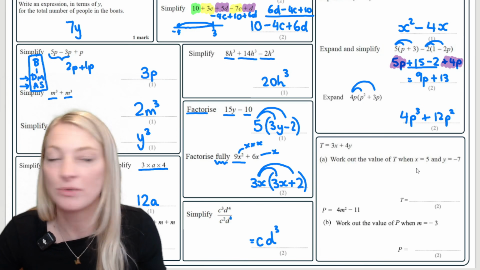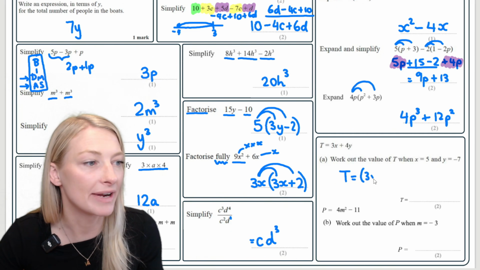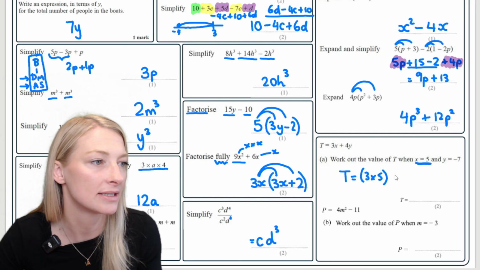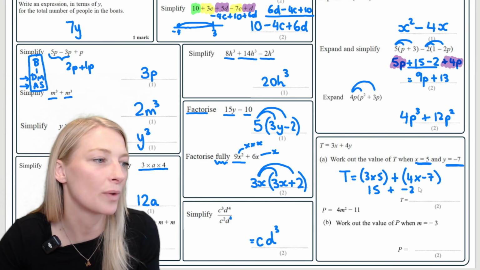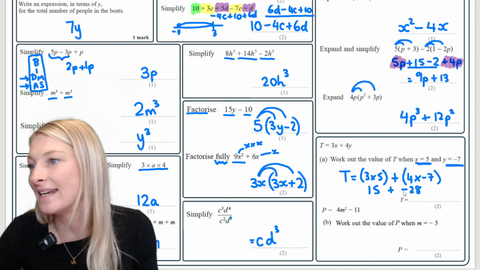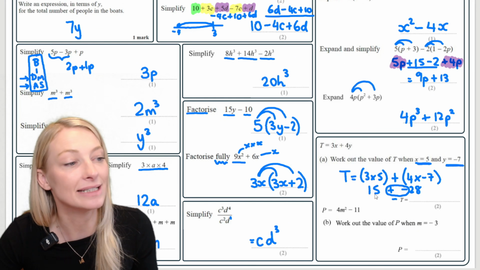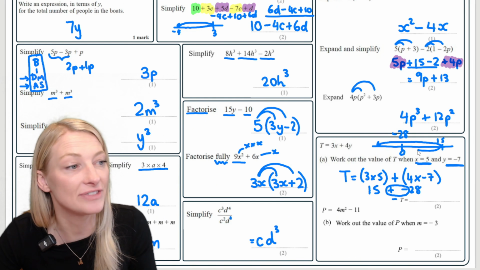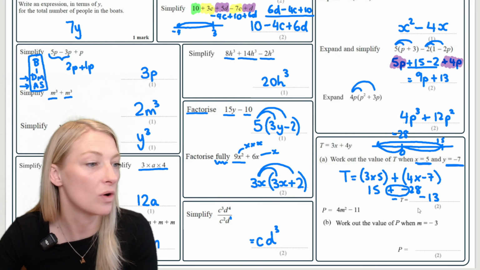And then we have our substitution. So to get t, it's 3 lots of x, add 4 lots of y. So t equals 3 lots of 5, because they've told us that's what x is, add 4 lots of minus 7, because they've told us that's what y is, 15, add negative 28. 4 times minus 7 is minus 28. If I'm adding a negative number, it is the same as taking away. So this question is asking me 15 take away 28. It would take me 15 to get there, and I would have 13 more to go. So minus 13 would be your answer there.